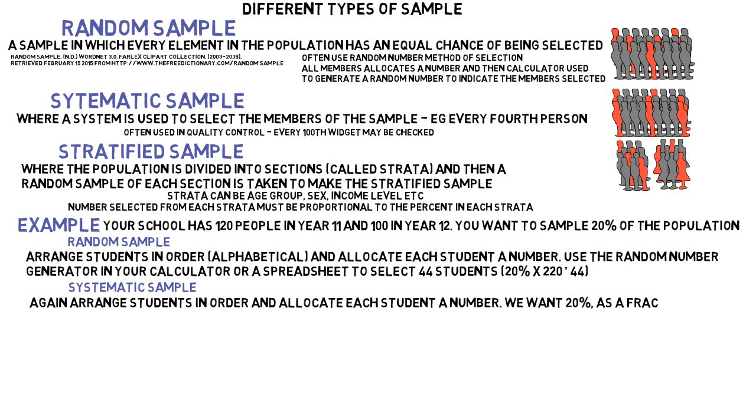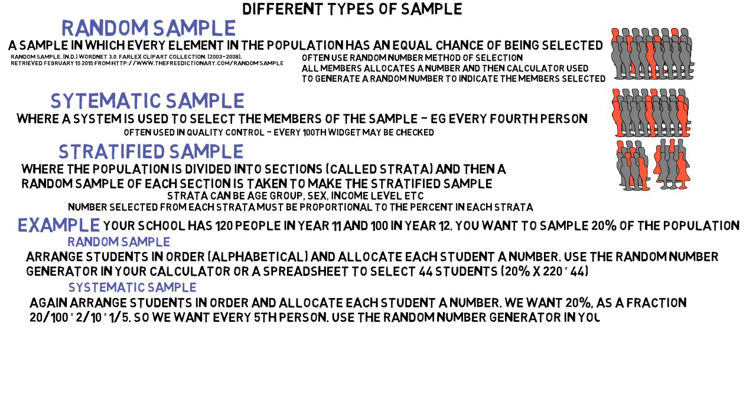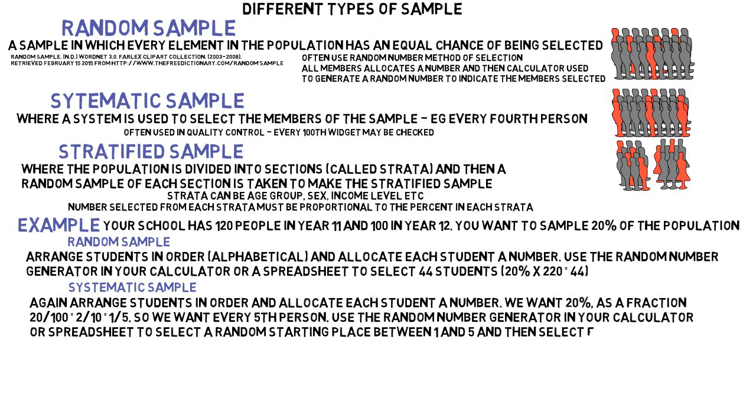For the systematic sample, again we arrange our students in order and allocate each student a number. We want 20%, so if we look at that as a fraction, 20 over 100 simplifies to 1 over 5. So we want every fifth person. Using a random number generator in the calculator or spreadsheet, we can select the starting place between 1 and 5 and then select every fifth person.